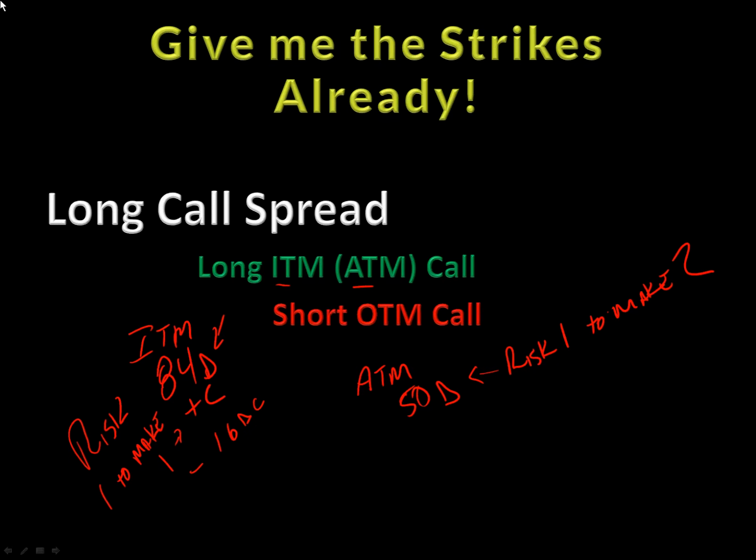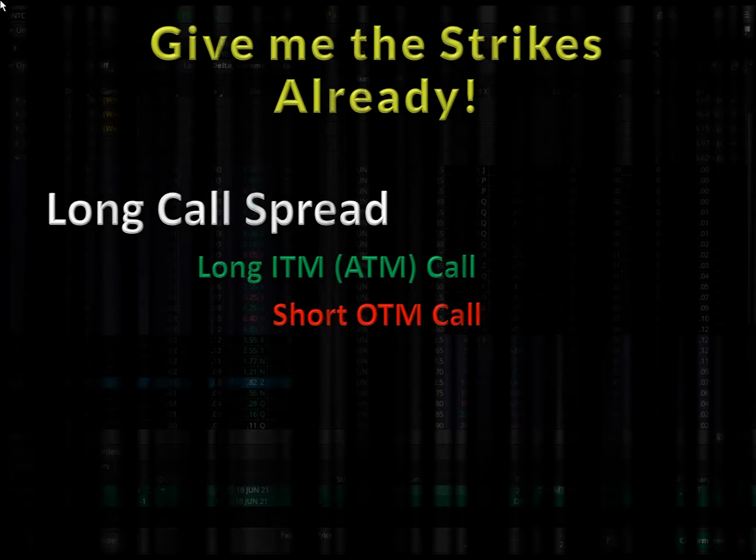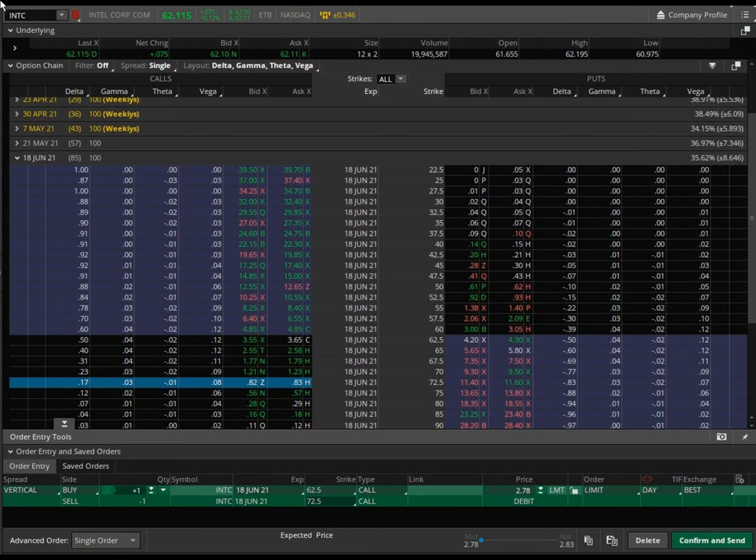So let's talk about the strikes. Let's talk about the at the monies first. Now, what I was talking about, 50 delta, that's what I'm looking for specifically for the one that I'm buying. It's the one that's going to be closest to the at the money. Sometimes it will be slightly in the money, but more times than not, it's going to be slightly out of the money or at the money. So I would look to buy the 62.5s and then sell the 70s.